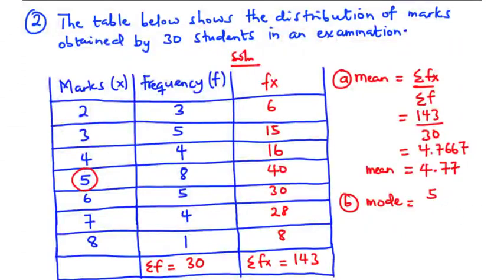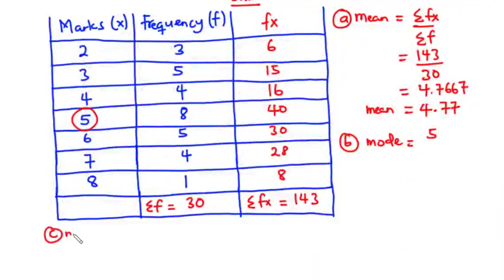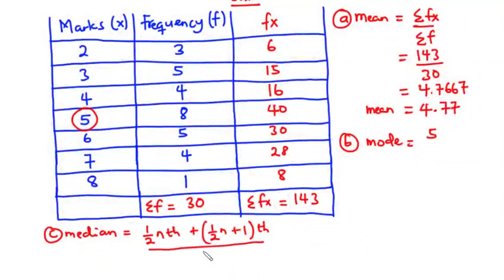So let's find the median. Now for this distribution, we have the sum of f to be 30, which is an even number. So it means that we are going to use the formula 1/2 times n th plus 1/2 times n plus 1 th, divided by 2. So what this basically means is that because you have an even number, you are going to have two middle numbers. So the median is the arithmetic mean of the two middle numbers.